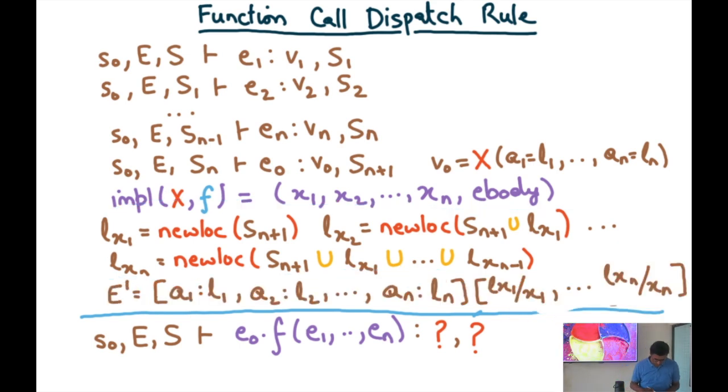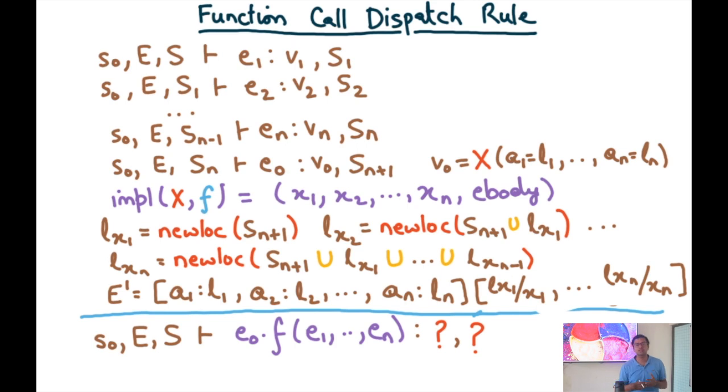Okay, and finally we also create a new environment which uses static scoping rules. So for example, A1, which is the first formal argument, maps to L1 in this environment. A2 maps to L2. An maps to Ln. And also, we basically say, okay, so A1, A2, An are basically the attributes of the class, right?